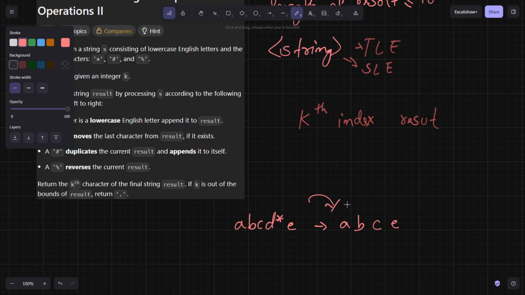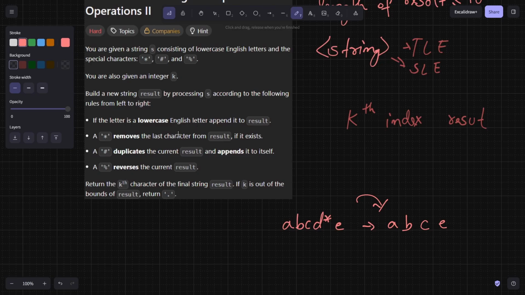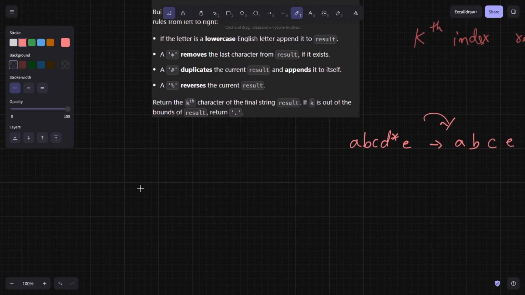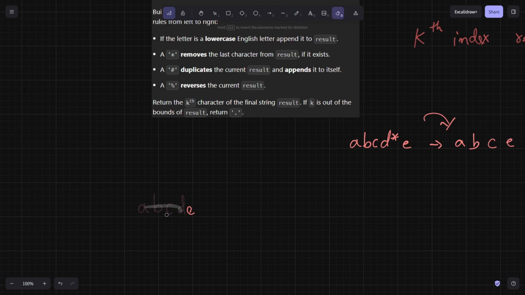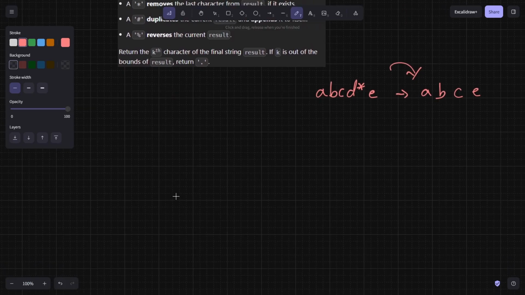So what we have to do is take them one by one. First, what if every character was lowercase? Suppose A, B, C, D, E, every character is lowercase. In that case, first of all we are going to calculate the length of the result, and you will get to know why soon. So how are we going to calculate the length?